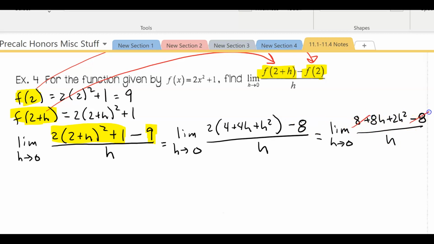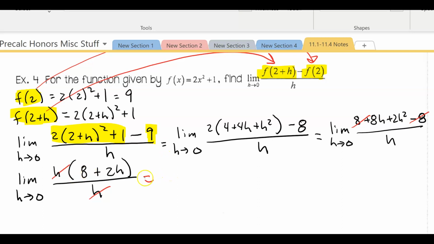These 8's are going to cancel, positive 8 and negative 8. Then I can see each term that's left in the numerator has an h in common, so let's factor that out. I have the limit as h approaches 0 of h times 8 plus 2h, factoring h out of both of those terms, over h. That works out because those cancel out. Now we can use direct substitution. So I'm going to have 8 plus 2 times 0, which is 8. So the value of this difference quotient as h approaches 0 is 8.